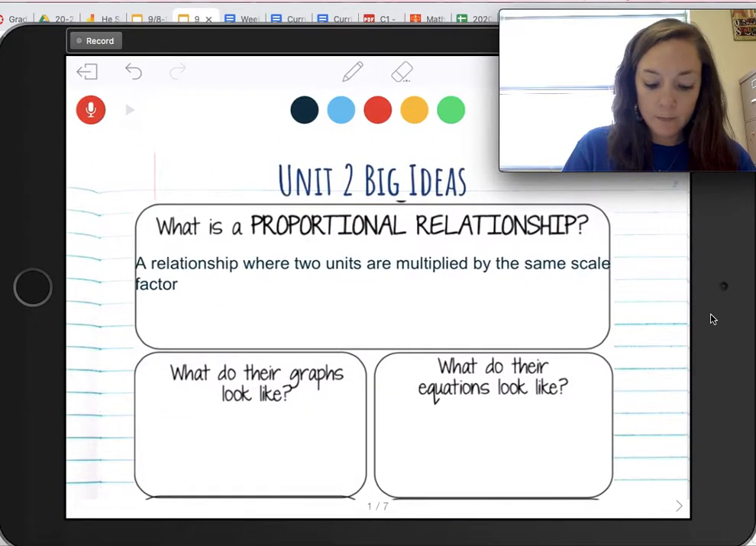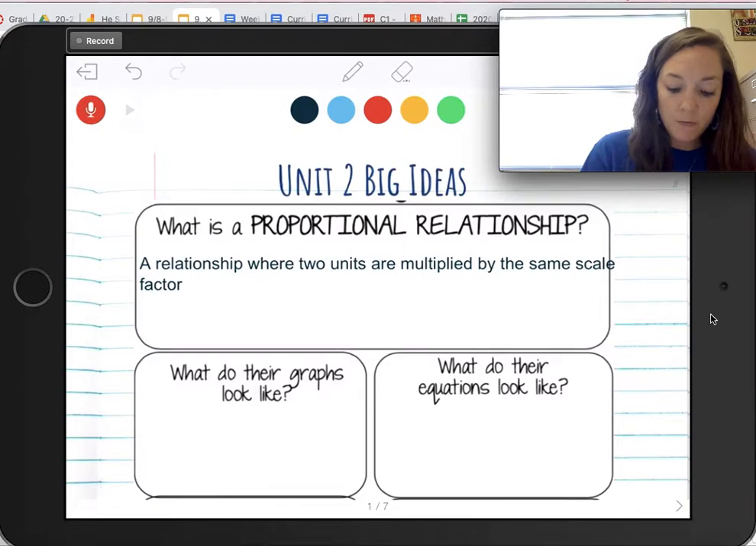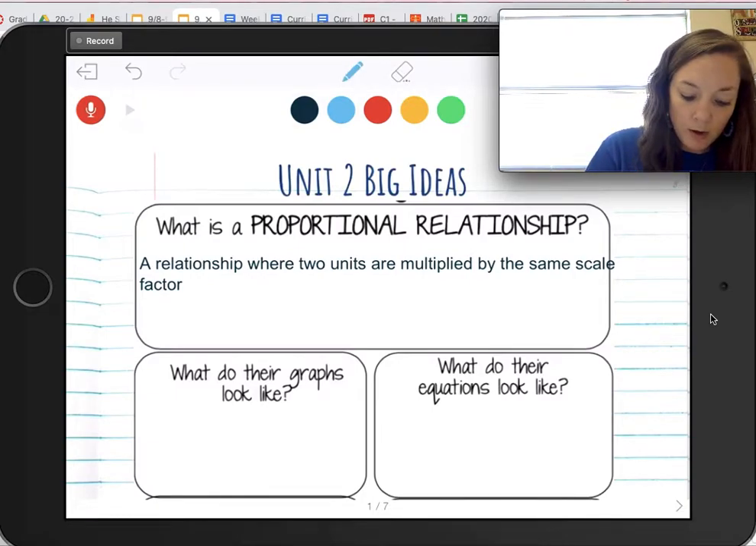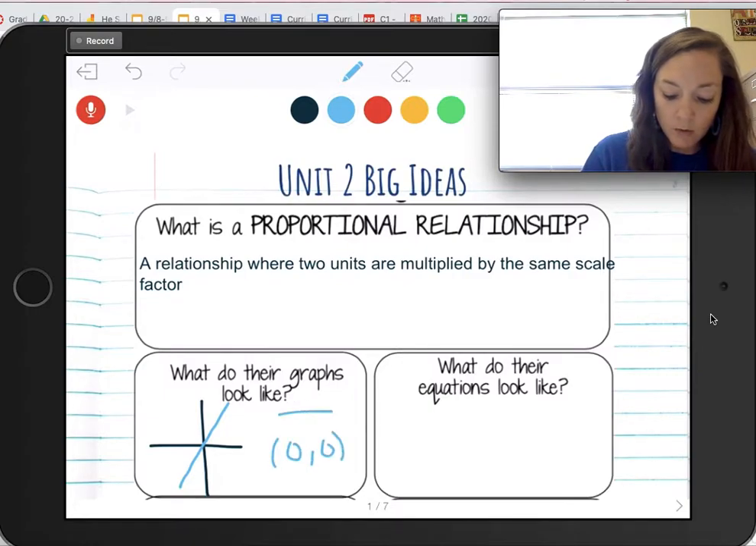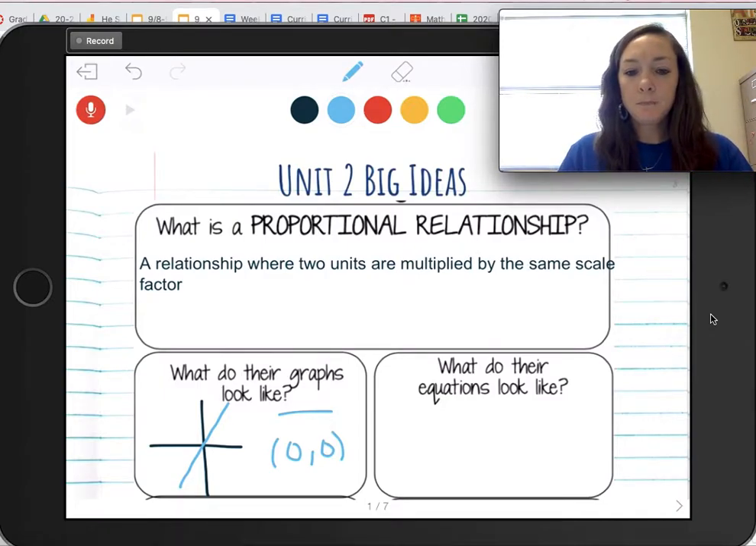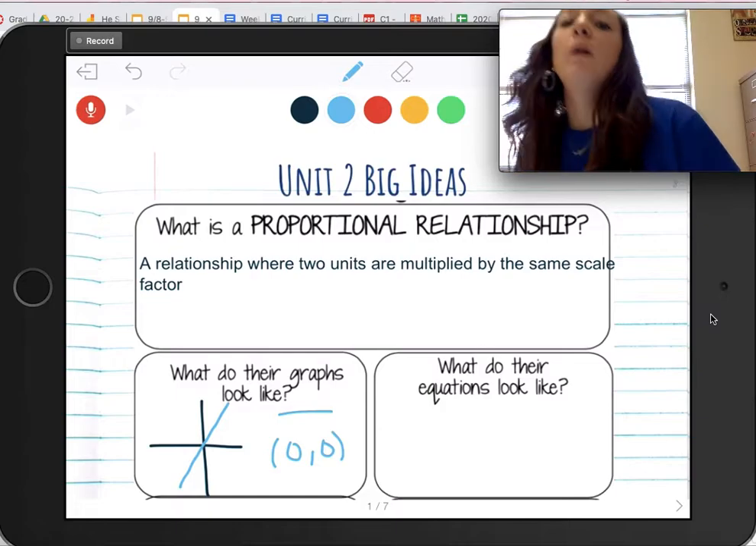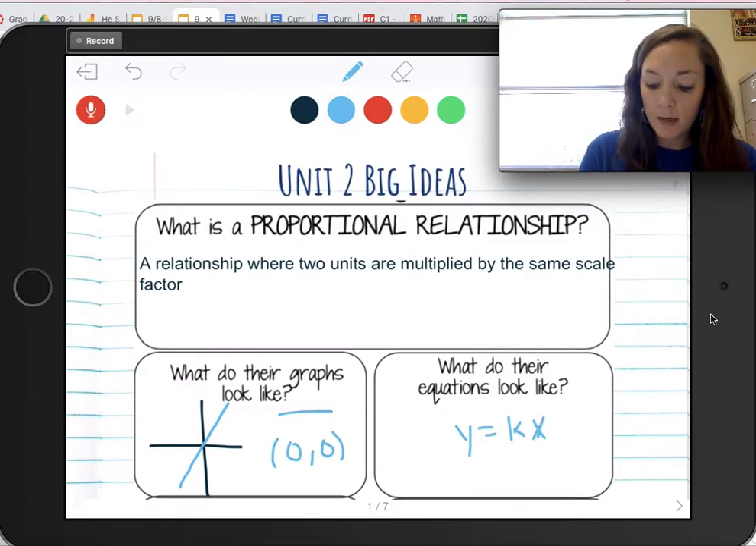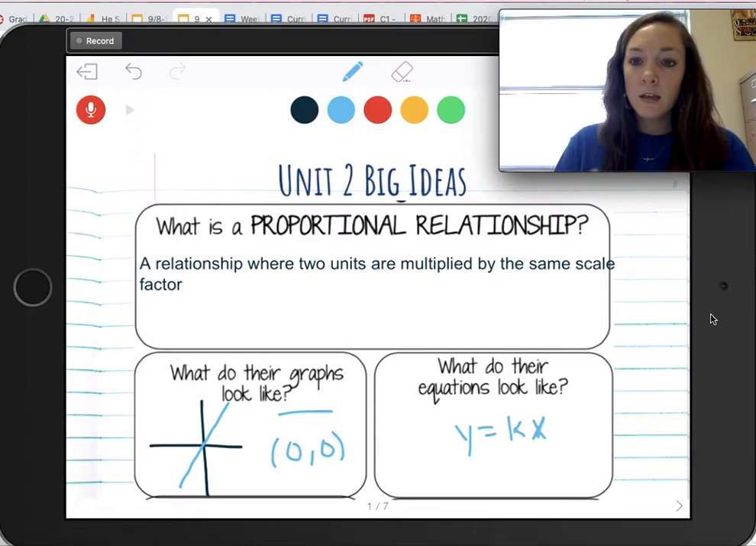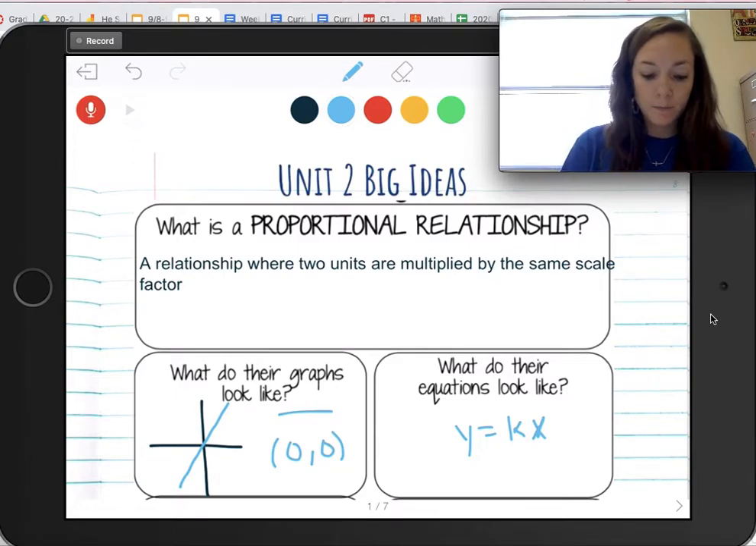All right? And then a proportional graph. We know that a proportional graph, if this was my coordinate plane, has to be a straight line and it has to go through the ordered pair (0, 0), or the origin, right? So now let's talk about their equations. A proportional equation is the format y equals k times x. And it doesn't have to be y and it doesn't have to be x, but k is a number, like an actual number. So let's talk about constant of proportionality for these.